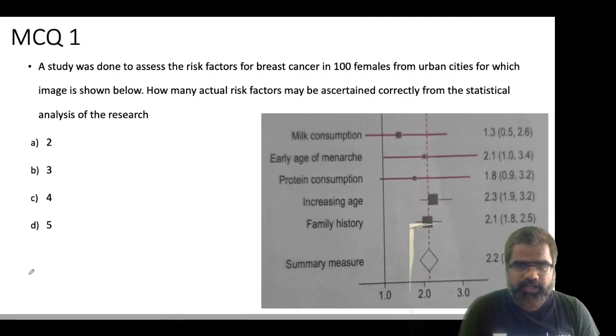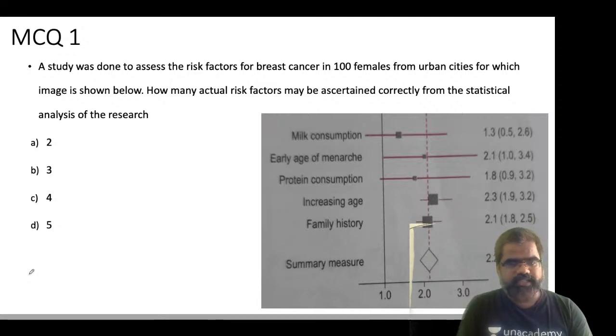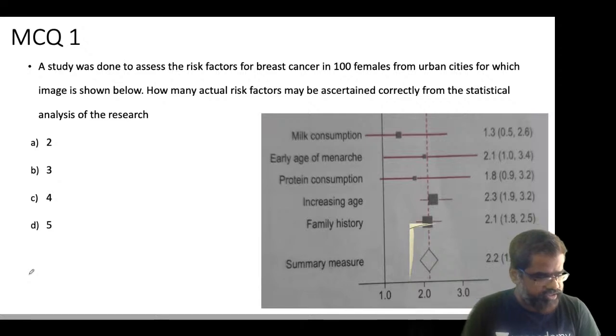So let's start with the first image-based question and the important one. A study was done to assess the risk factor for breast cancers in 100 females from urban cities, for which the image is shown below, right? How many actual risk factors may be ascertained correctly from the statistical analysis of the research, students? What do you think?